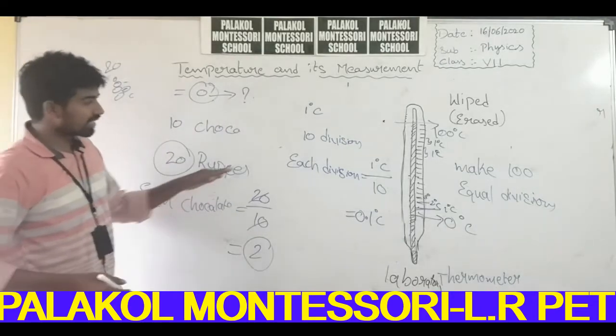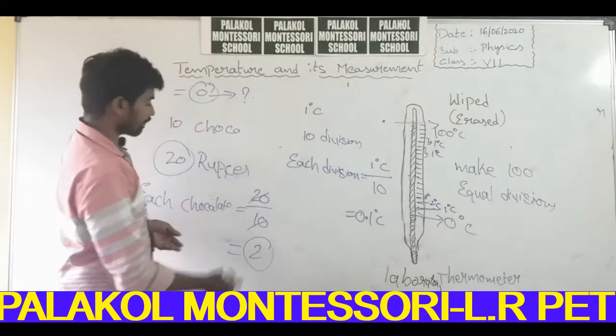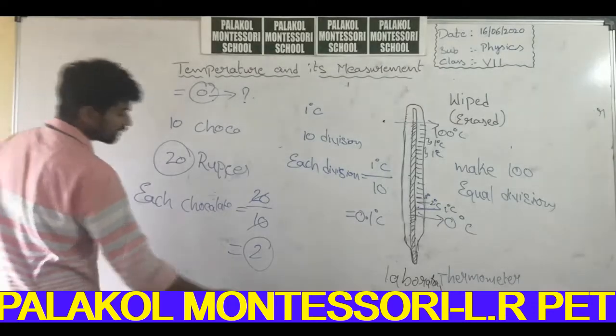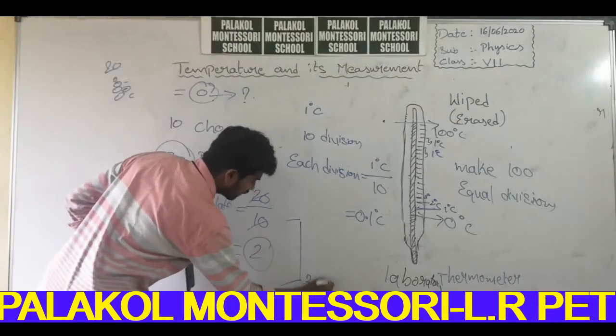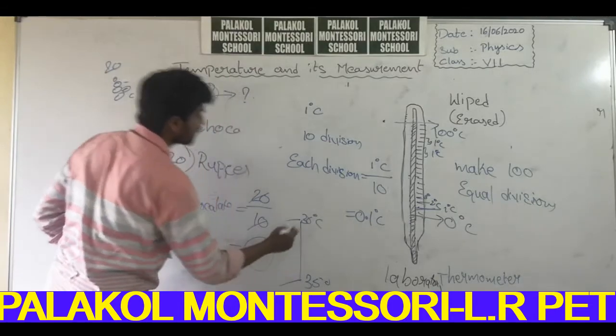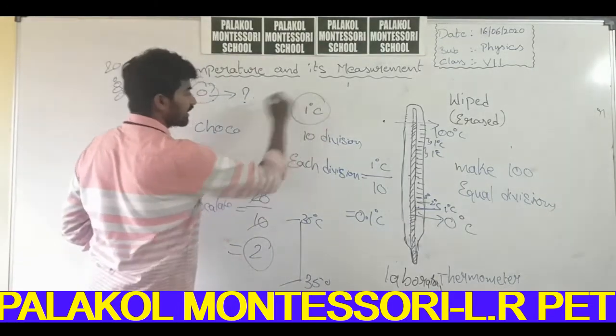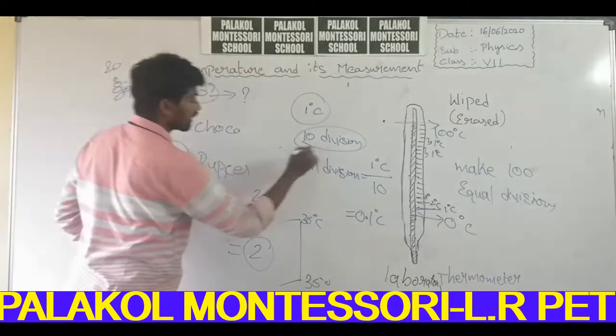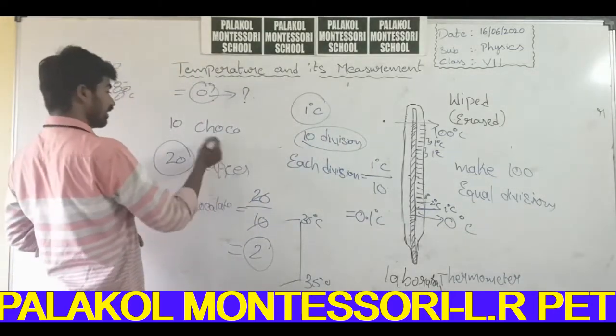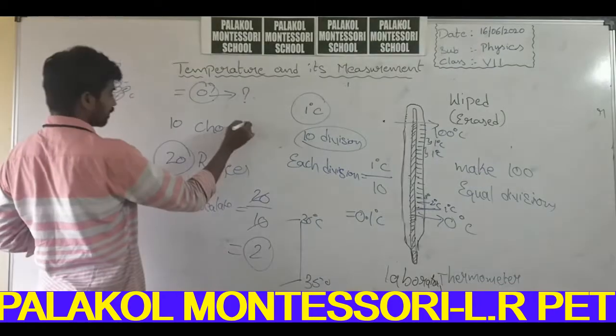So, let's take a similar one. What is the difference between these two readings? This is 35 degrees centigrade, this is 36. So, what is the difference here? 1 degree centigrade is the difference. How many divisions are there? 10 divisions are there. So, this is similar to how many chocolates are there?